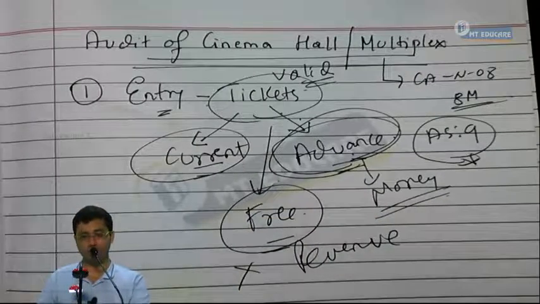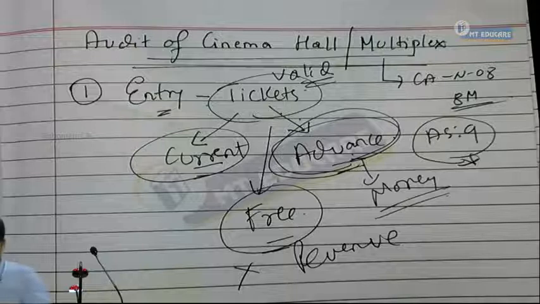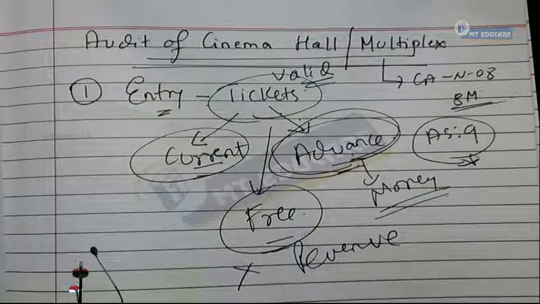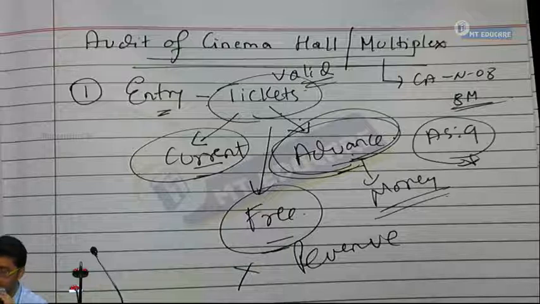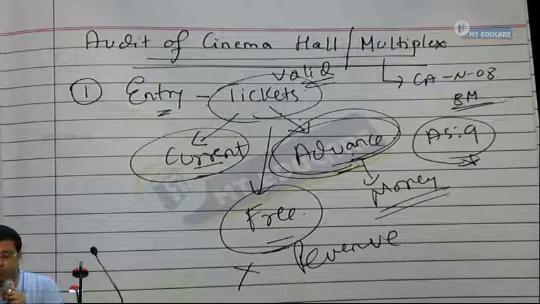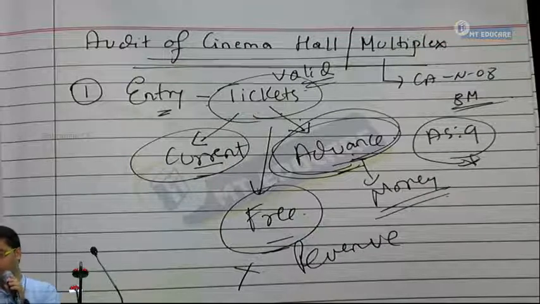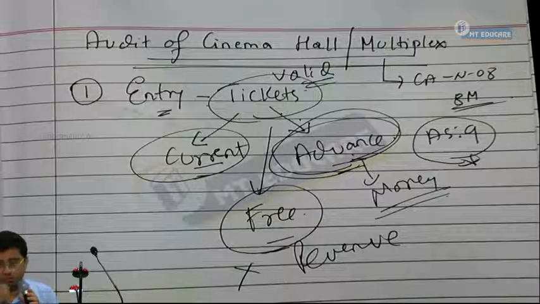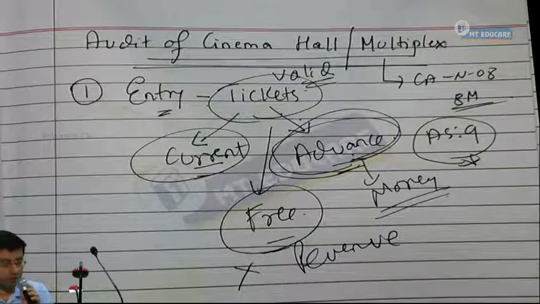Audit of a cinema hall or multiplex. First point, an auditor should verify that entry into the cinema hall is only through printed tickets. Full stop.